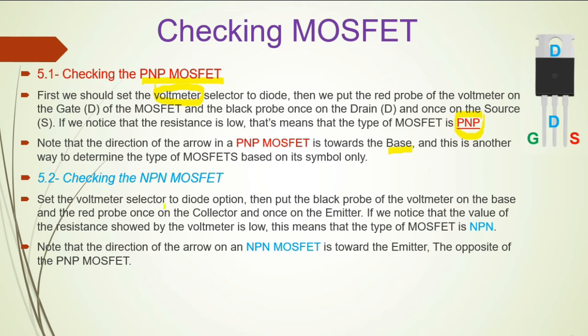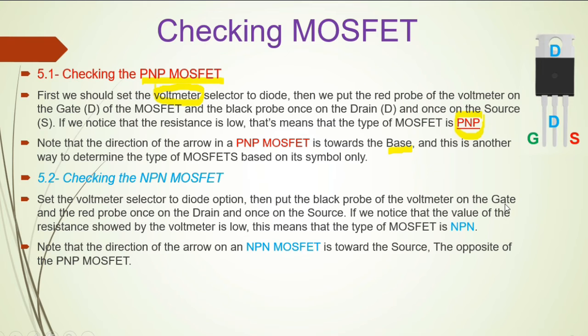Set the voltmeter selector to diode option. Then put the black probe this way. This time we will put the black probe of the voltmeter on the gate and the red probe once on the drain and once on the source. This time it is the opposite of the operation that we did for the PNP MOSFET.